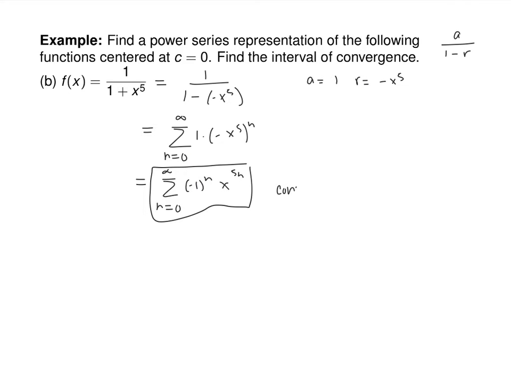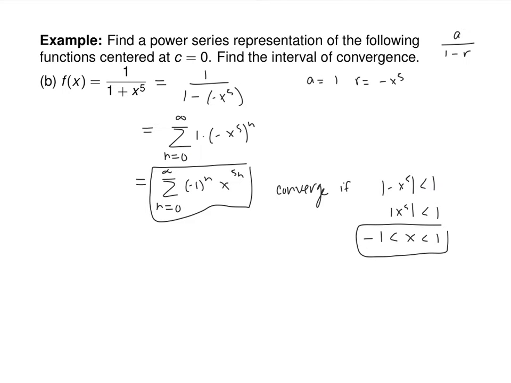And this will converge if the absolute value of negative x to the 5th is less than 1, which says x to the 5th has to be less than 1 in absolute value, and that means that x has to be between negative 1 and 1 once again.